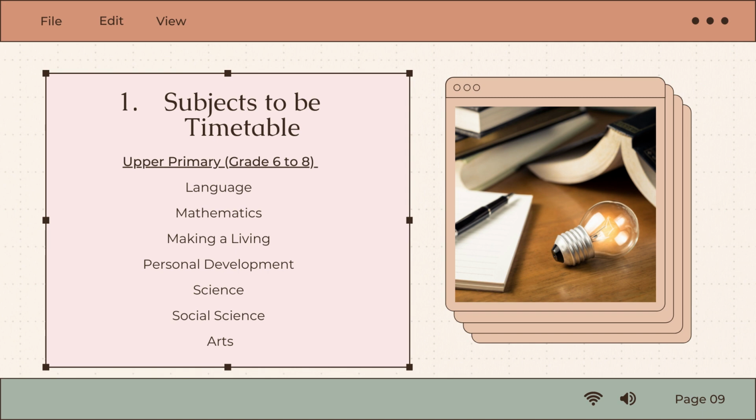These are the subjects that are essential to provide to the level of their grades nga kanang to be taught or to be organized in a timetable in a multi-grade classroom.